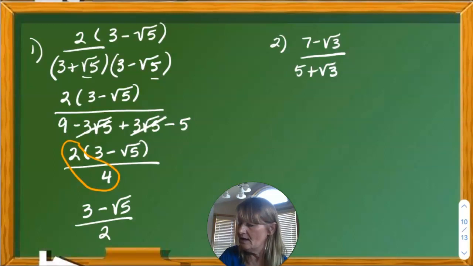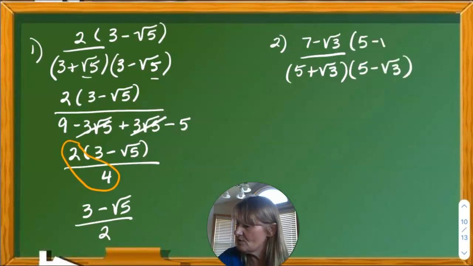So, again, any questions about that, be sure you ask. Let's go ahead and go to the next one. Again, the same thing. We're just going to find our conjugate. So it is going to be 5 minus the square root of 3. Same thing here. 5 minus the square root of 3.